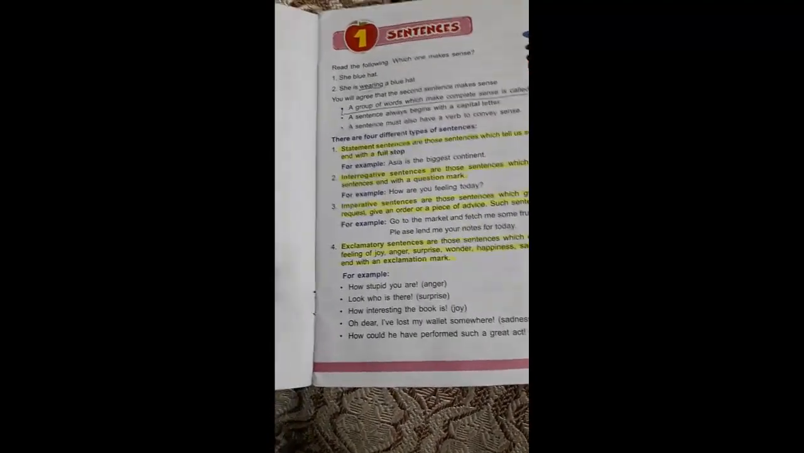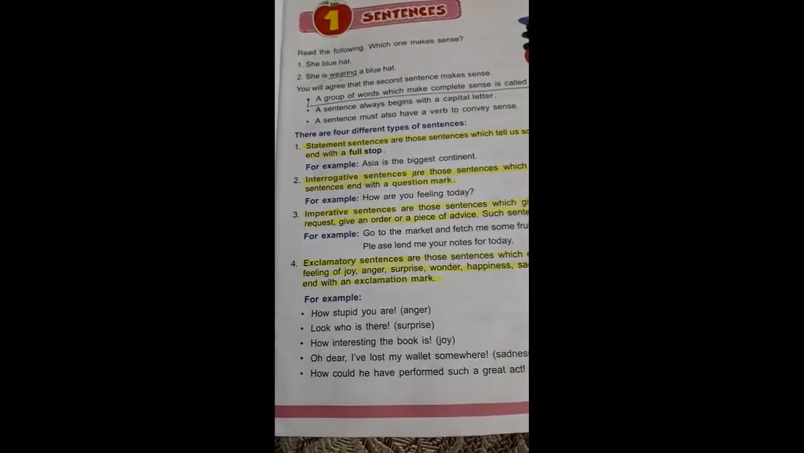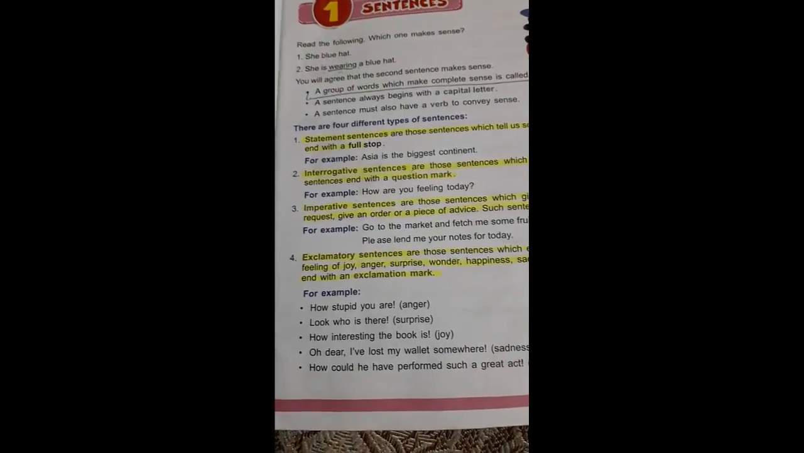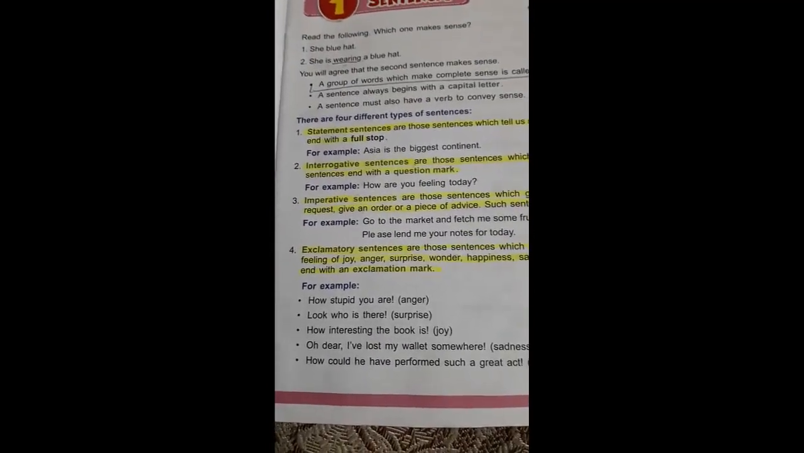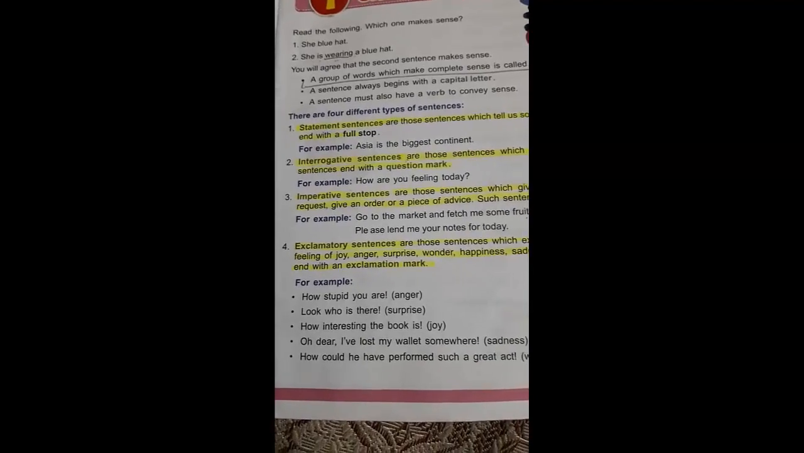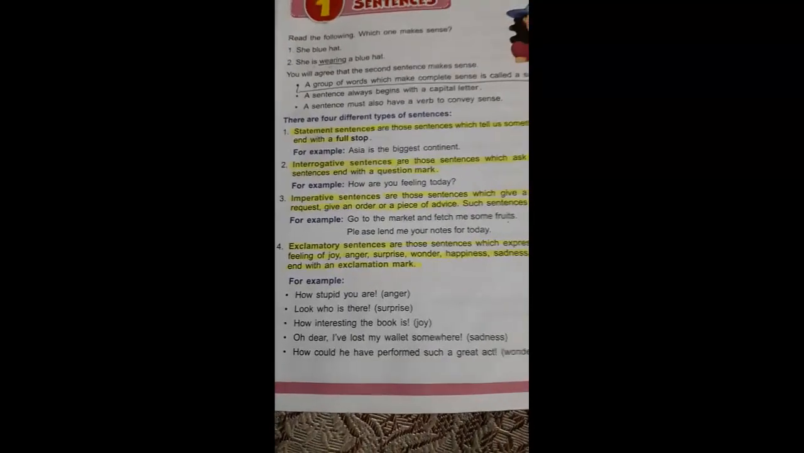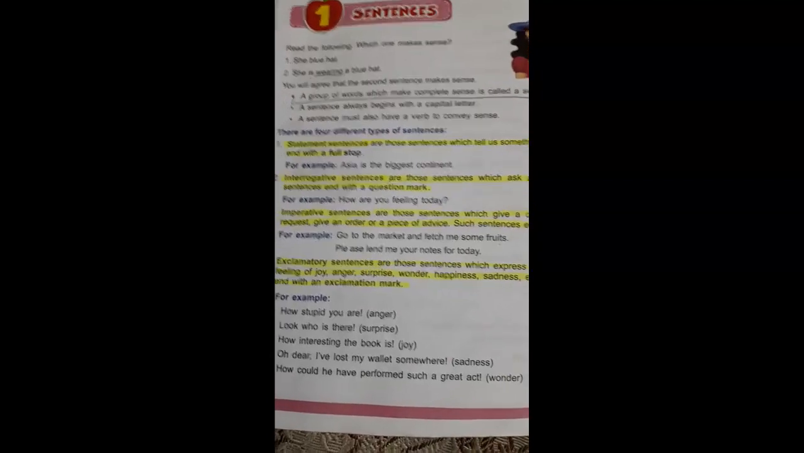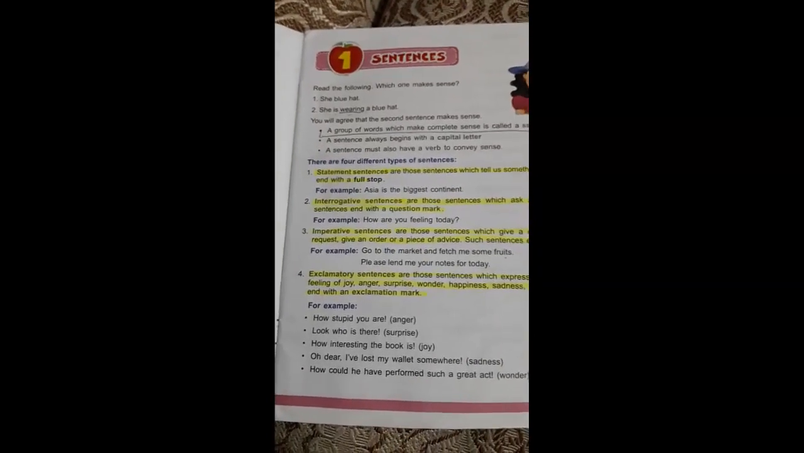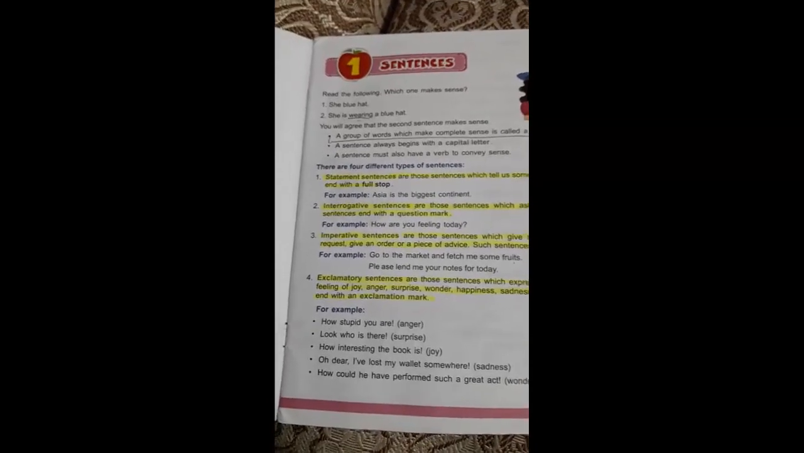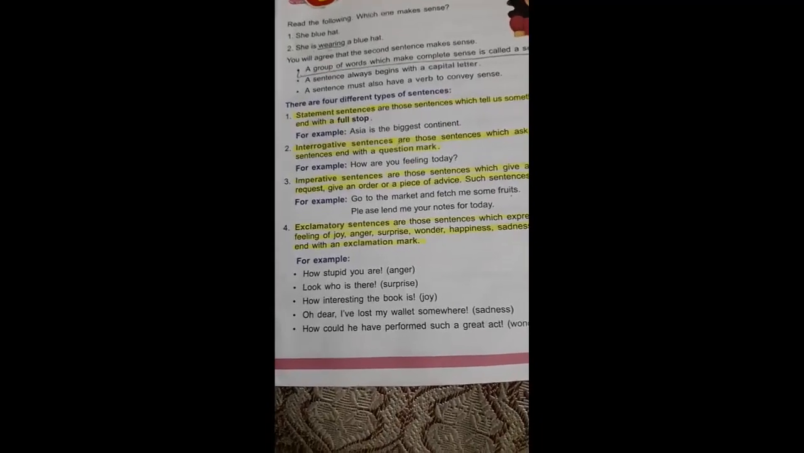Now we will move on to the second kind, which is the interrogative sentence. Well, these are those sentences which ask a question. Such sentences end with a question mark. It is clear from the statement that a sentence that asks a question is called an interrogative sentence, and it ends with a question mark. Here in the book we can add the example. For example, how are you feeling today?